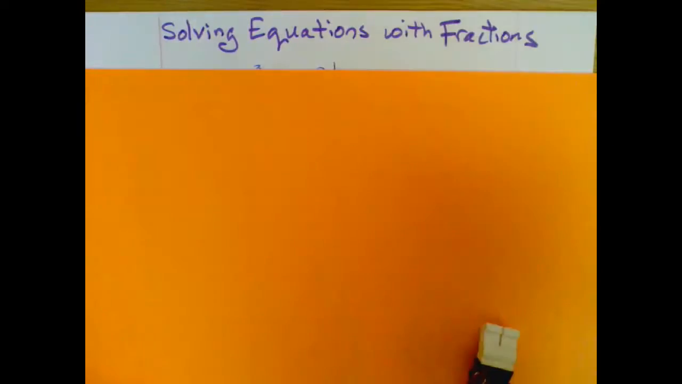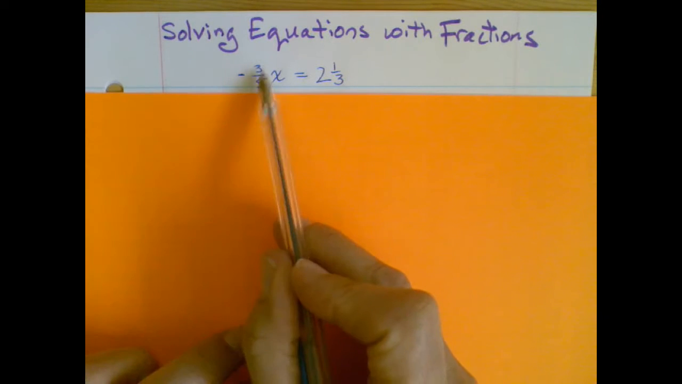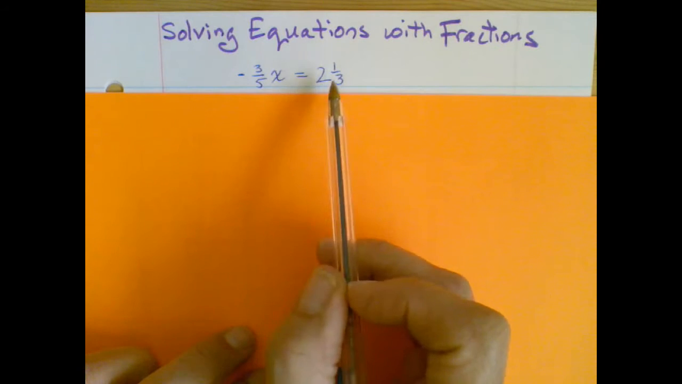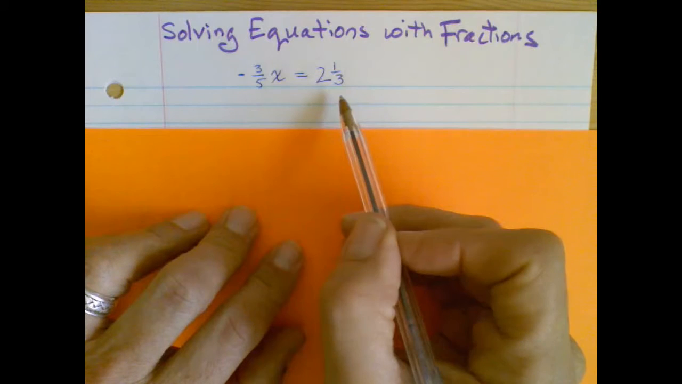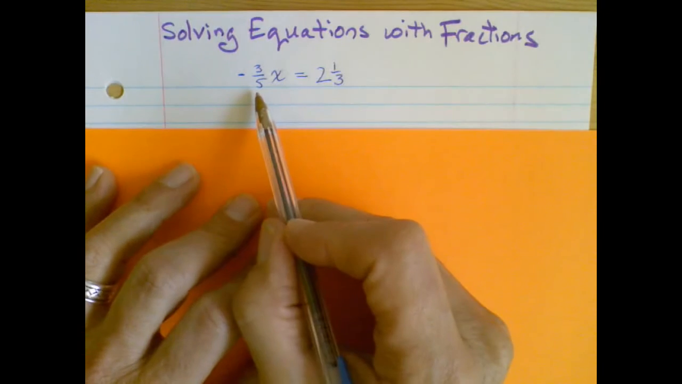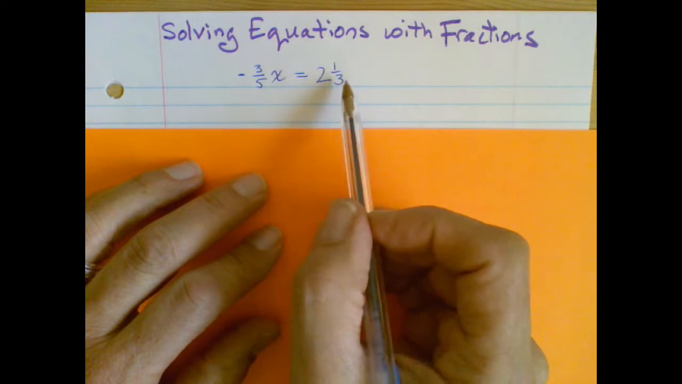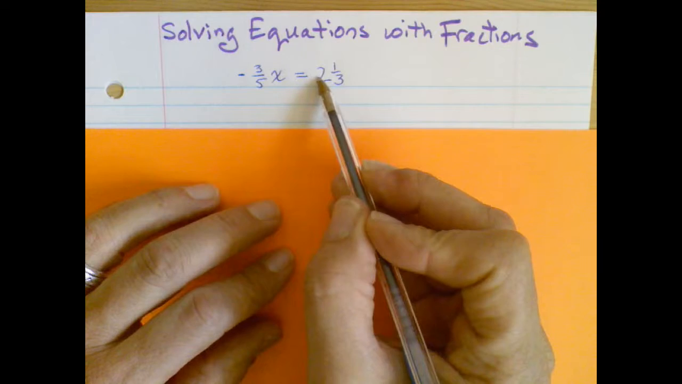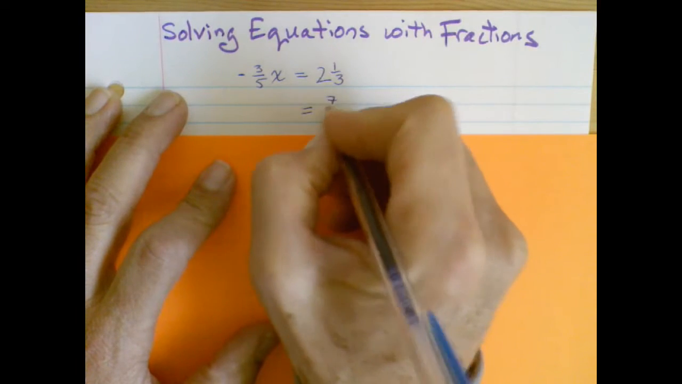No longer need you. Here we have an equation. Negative 3/5 x equals 2 1/3. I'm going to first make all my fractions improper fractions so they don't have a mixed number. So I don't have to do anything to the left side. But to the right side of the equation, I'm going to change this to an improper fraction: 3 times 2 is 6, plus 1 is 7. So on the right side, I'm going to have 7/3.